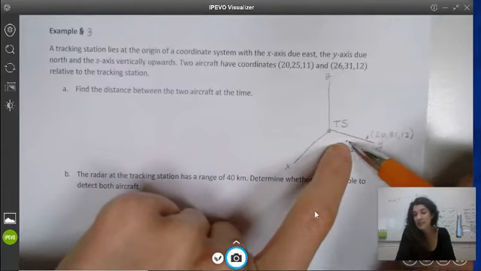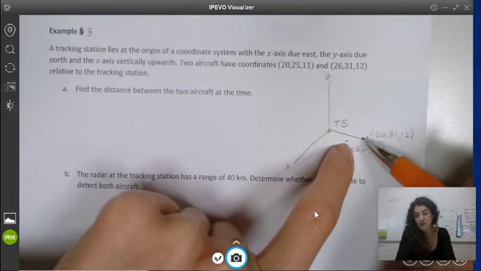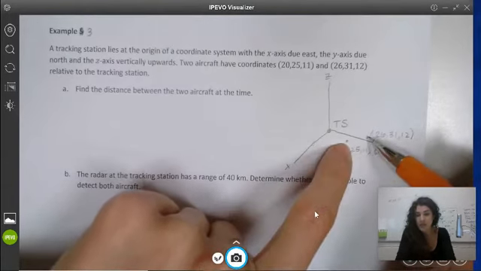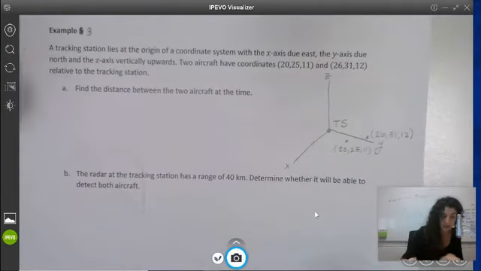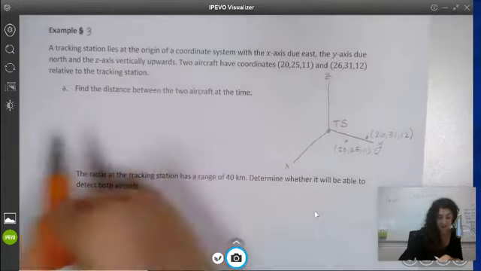So it says, first of all, we just want to find the distance between these two aircraft. So we've got these aircraft out in space, and we want to find the distance between the two of them. Well, I can just use my distance formula. Go ahead and try that on your own.